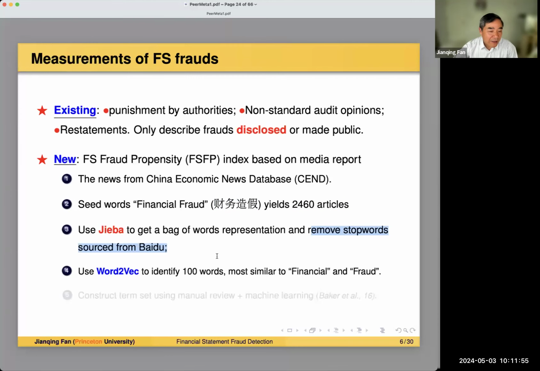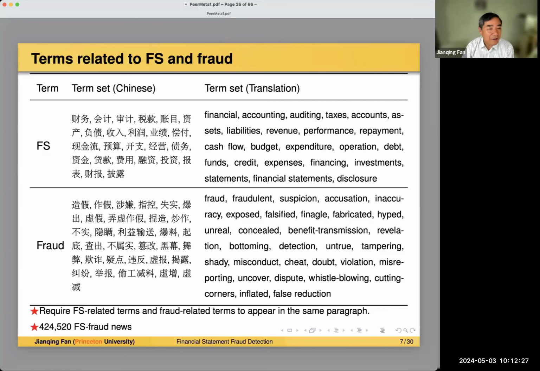Now we use word-to-vector embedding to identify the 100 words that are most similar to financial, or most similar to fraud. This gives us 100 by 100 words, and not all of those words are useful. So we use manual review plus some simple machine learning algorithms to choose some of the seed words. And here is the term set that we use in searching for the news.